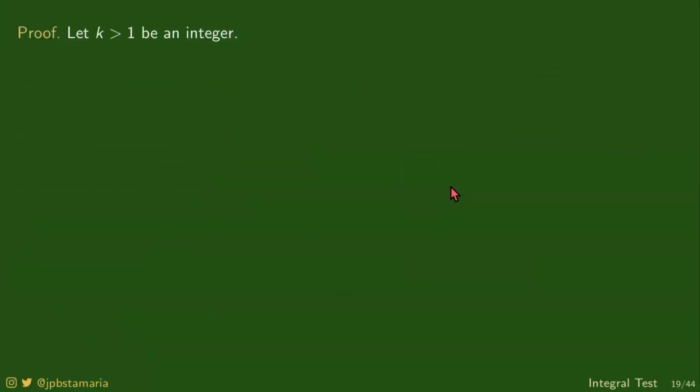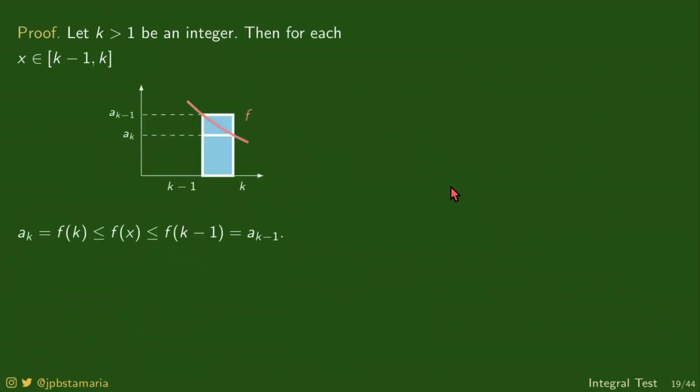Buti na lang meron akong tinype dito pala. So let k be an integer greater than 1. Okay. Now what I want you to look at is the interval from k minus 1 up to k. Dahan-dahan, tignan niyo yung picture. O imagine niyo ito si F, nasa kth na interval na ako, no? Ito yung kth na interval. Titignan niyo yung k minus 1 hanggang k.